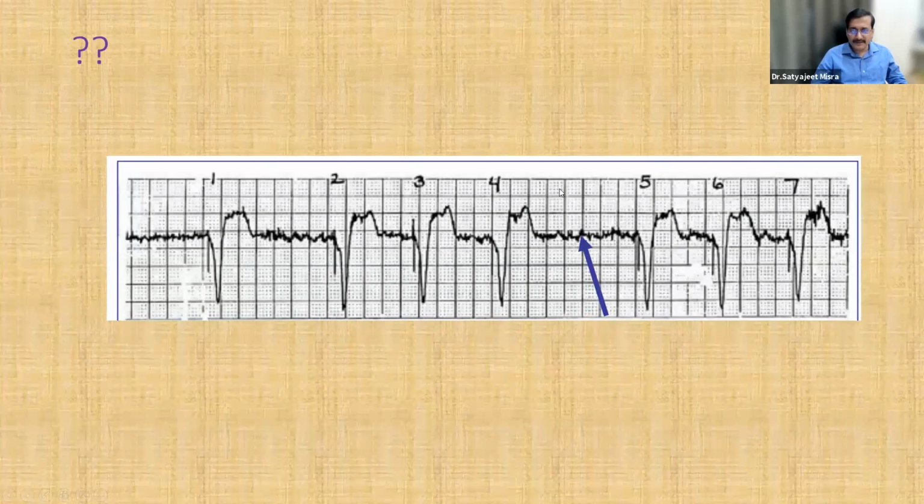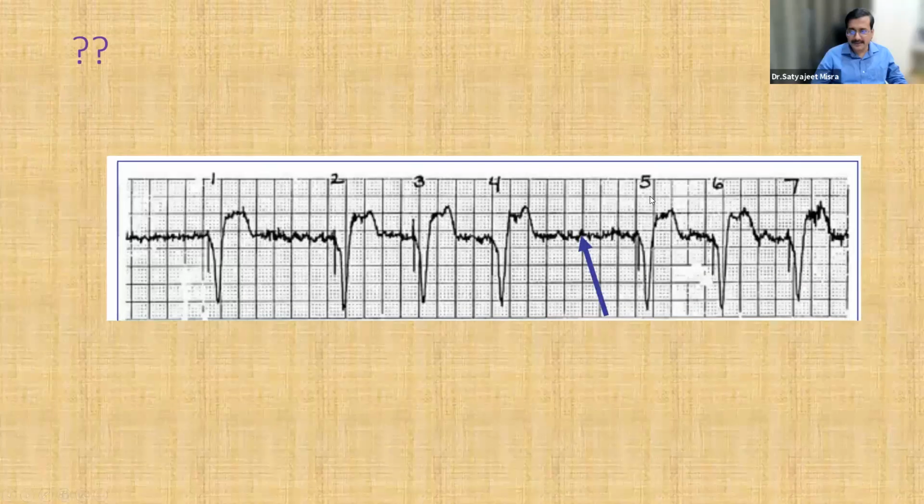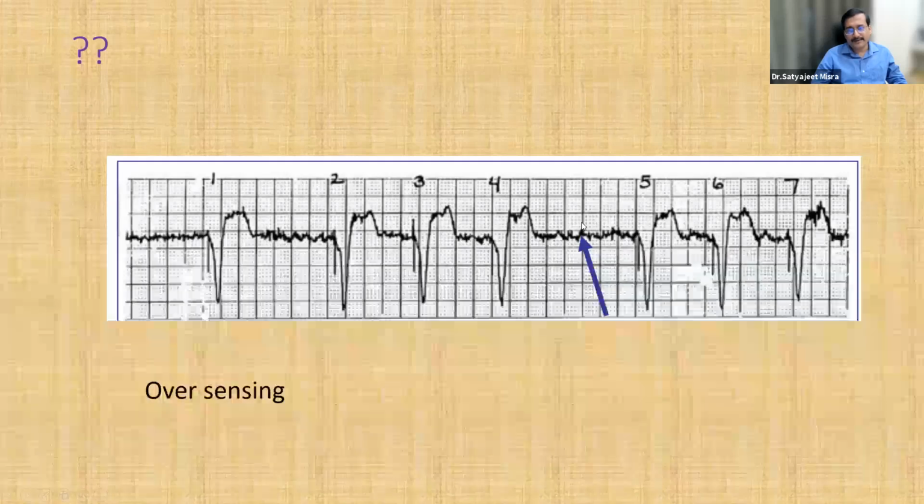What do you think has happened here? Again, the same thing, with the same time interval, the QRS complexes are generated, but here there is an absence of a pacing spike, probably because of all this activity. The pacer is now over sensing it. The pacer feels that this is also probably an electrical impulse and did not deliver a pacing spike here.